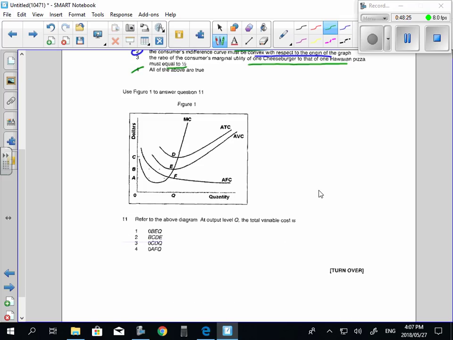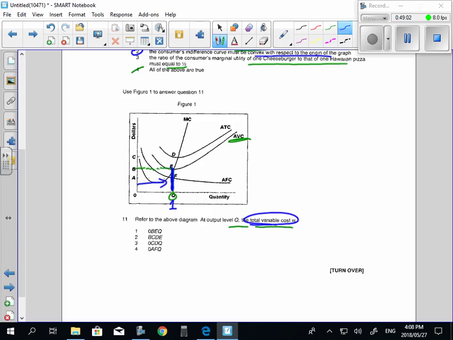Right, question 11. At the output level Q, what is the total variable cost? So we are producing at output Q over here. What is the total variable cost? To calculate the variable cost, it is up to that point over there where we intersect the variable cost curve. Then what you need to do is go across, because essentially this is only the variable cost for this 1 unit of output, but you need to calculate your variable cost for all the units of output because you're calculating your total variable cost.